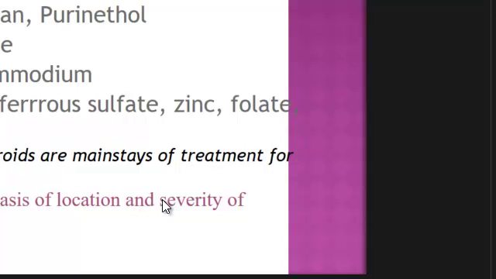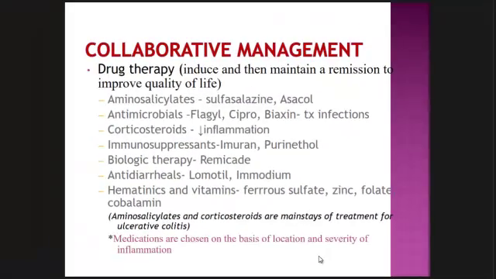So other than the cytokine inhibitors, the anti-tumor necrosis factor inhibitors, we also have the integrin receptor antagonists. These inhibit leukocyte adhesion, and these are only used for people who are non-responsive to the anti-tumor necrosis factor drugs. Just note that those exist.